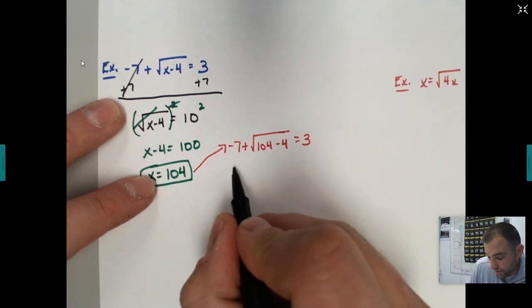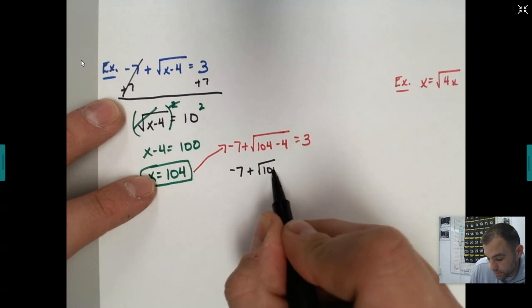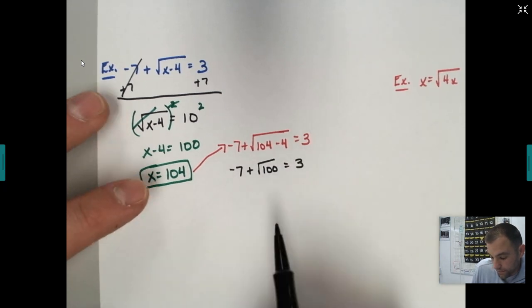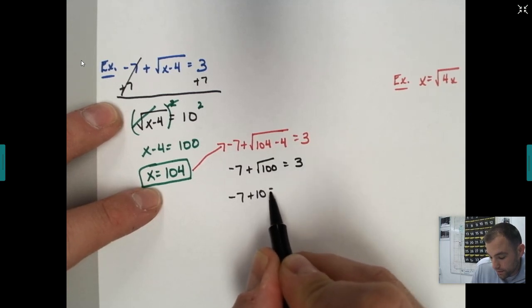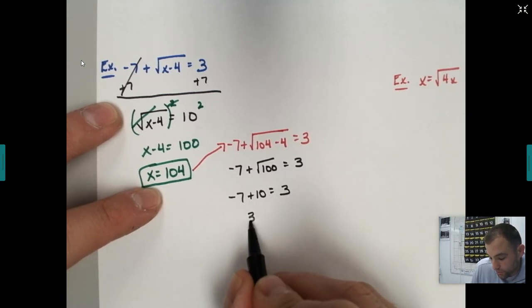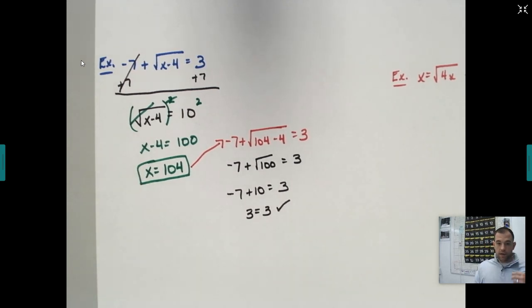So the negative 7 is going to stay the same, plus the square root of 104 minus 4, which is 100, equals 3. The square root of 100 is 10. Negative 7 plus 10 equals 3. And that is true: 3 equals 3. So therefore, we know we've got it correct. Okay, so 104 is the answer to this problem.